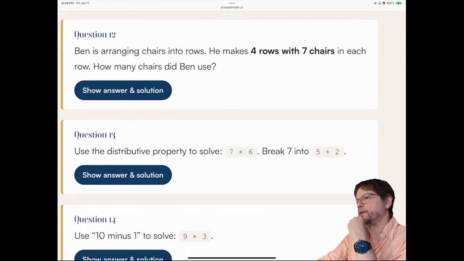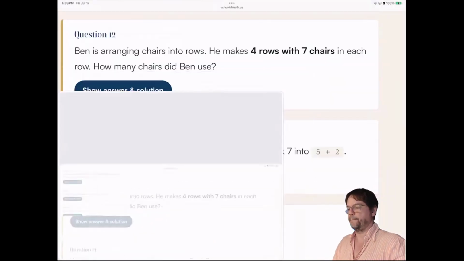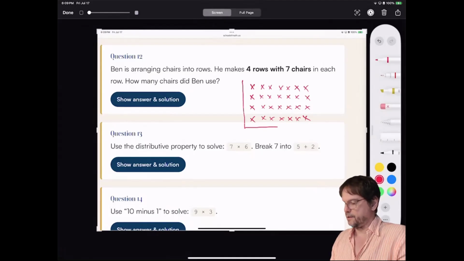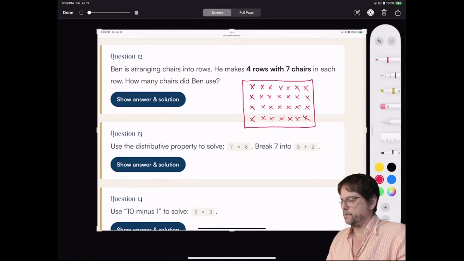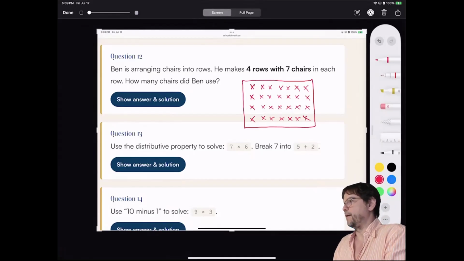You can use another sheet if you want. Are you sure? Yeah. 4 rows. 1, 2, 3, 4. 7 each. 3, 4, 5, 6, 7. Let me show you something. Look, Sloan, if I do this here, which figure do I have? Which geometric shape I have?